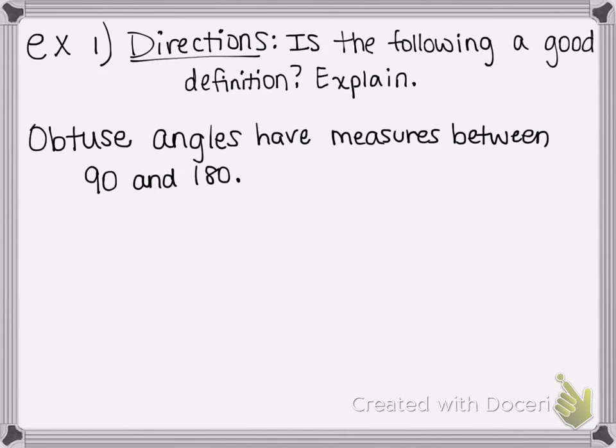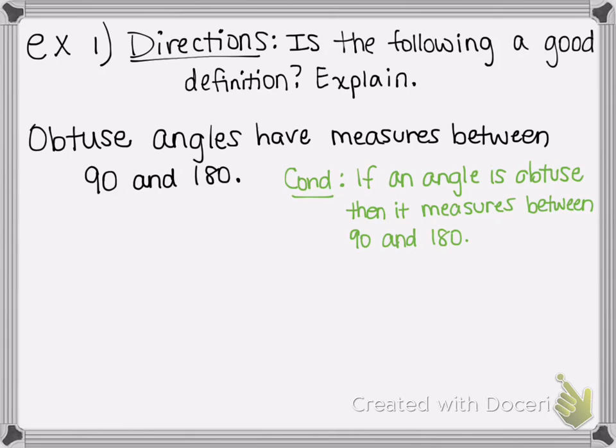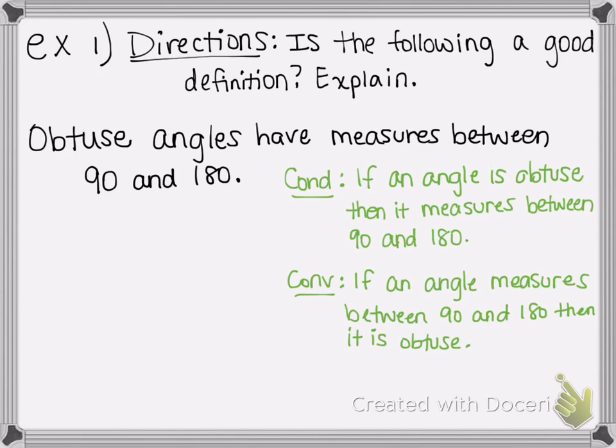So you can either do all this in your head, or you can do it on paper. To figure out if this is reversible, we have to find the conditional and the converse to figure out if those are true. I wrote my conditional. If an angle is obtuse, then it measures between 90 and 180. Okay, so in my head, I have my conditional statement. So let me write my converse statement. Okay, so my converse statement, if an angle measures between 90 and 180, then it is obtuse.